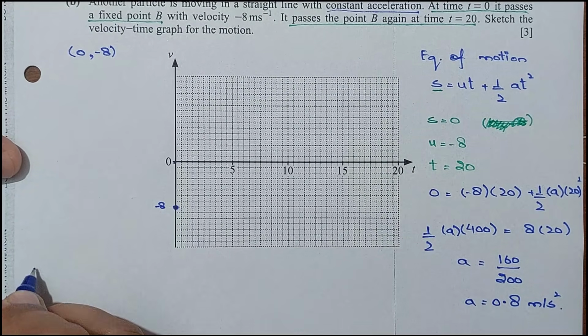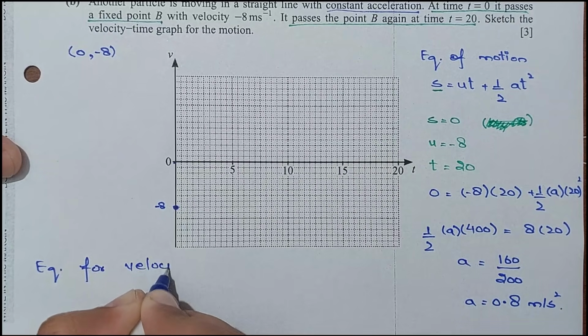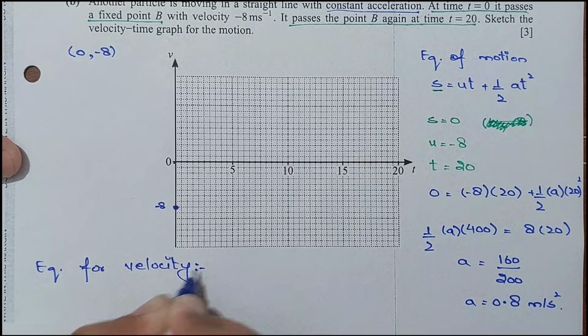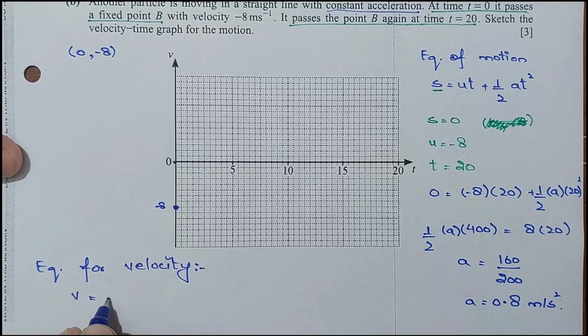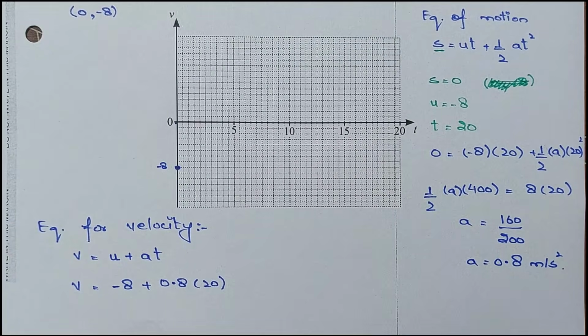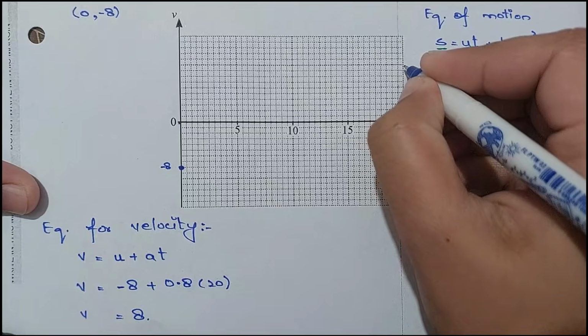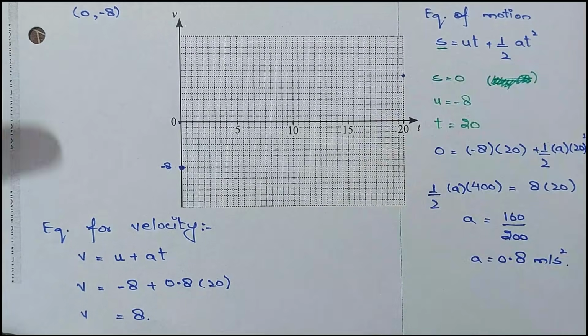So equation for velocity, you have to remember this equation of velocity. V equals to the initial velocity plus acceleration and the time. So the initial velocity is negative 8, the acceleration we got is 0.8, and the time is 20. So what is the velocity at time equals to 20? Let me simplify. 20 times 0.8 and subtract 8. So the velocity is equal to 8. Okay, so at 20 the velocity is 8, this point.